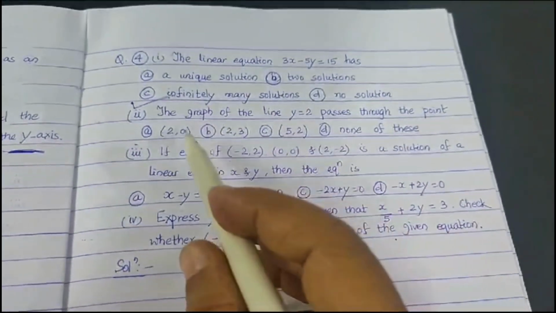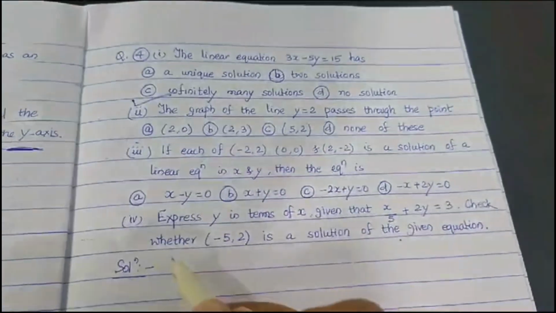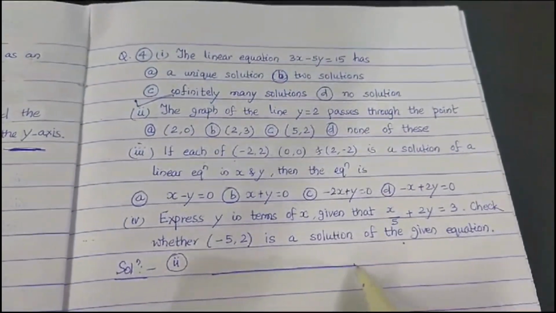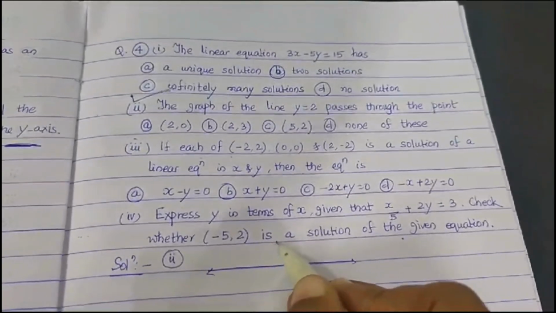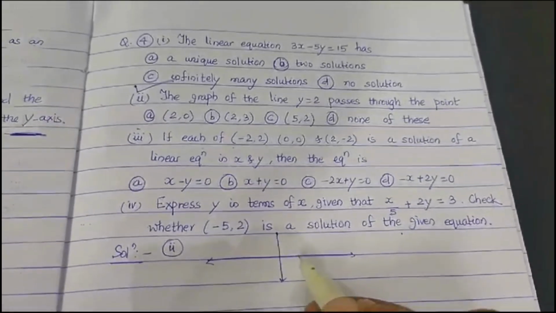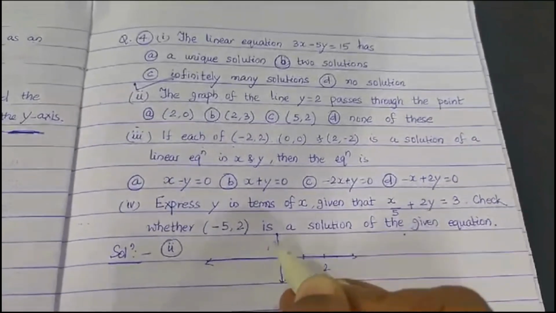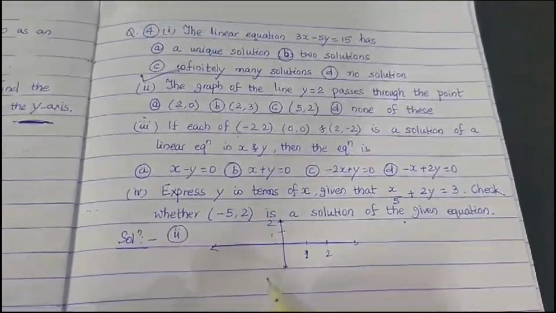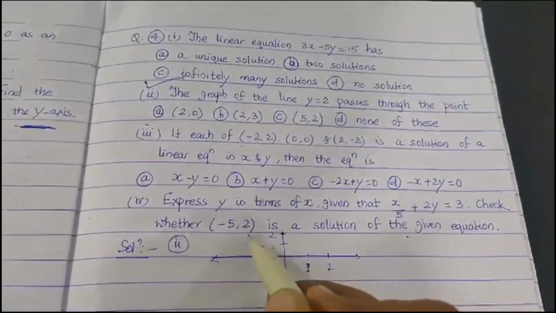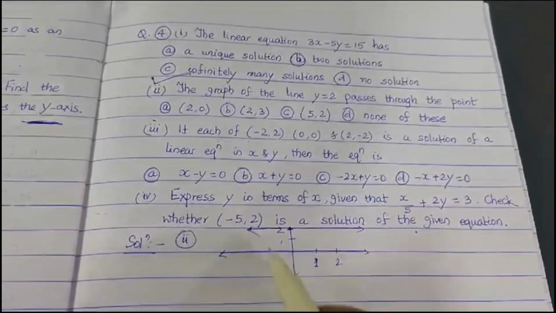Now the second one is the graph of the line y equal to 2 passes through the point this and this. Let us solve this one. Y equal to 2. Let us suppose this is the x axis, this is the y axis. Okay, y equal to 2. Let us suppose this is 1, this is 2. Y equal to 2, here it lies. So y equal to 2 means this will be a line parallel to x axis and going through y equal to 2. Basically this will be the graph.